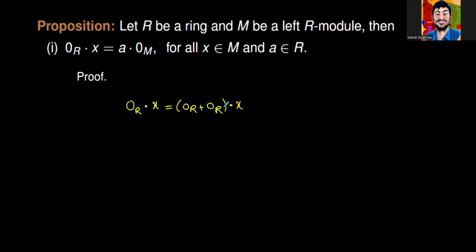So now this is equal to, by the distribution law, 0_R times x plus 0_R times x. So finally what we have is 0_R times x equal to 0_R times x plus 0_R times x again. I didn't write the middle part.